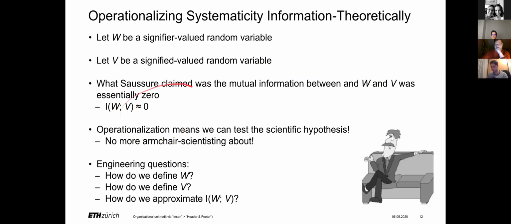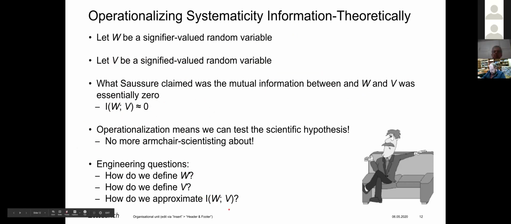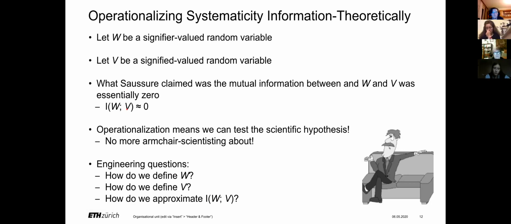Once we've said this is what we're really asking about, this mutual information, we get down to engineering questions: how do we define W in a way we can compute it, how do we define V, and of course, how do we approximate this? Because this is in general going to be very hard to compute. If you have a word that can range over sigma star, you're going to have an infinite sum. You're going to have an integral. You're going to have some nasty stuff.